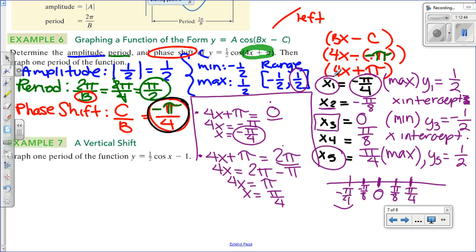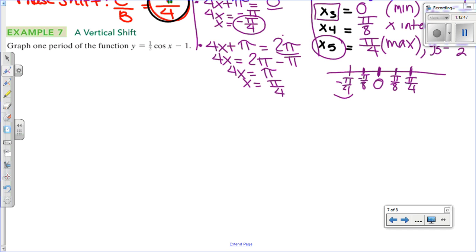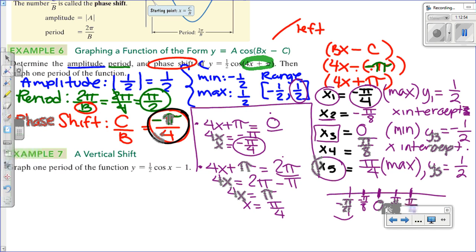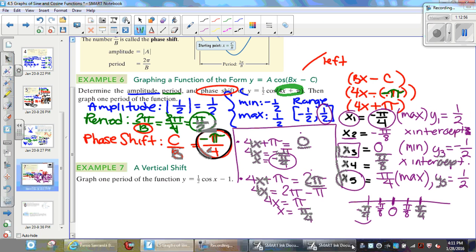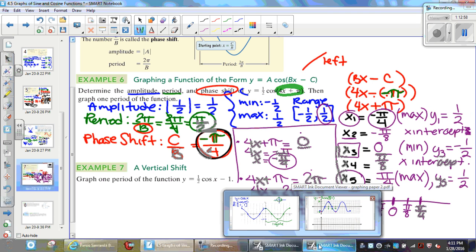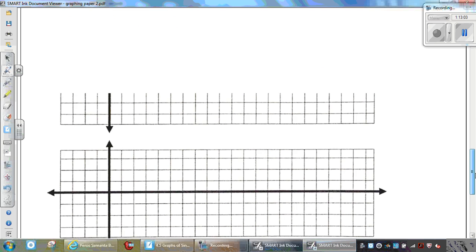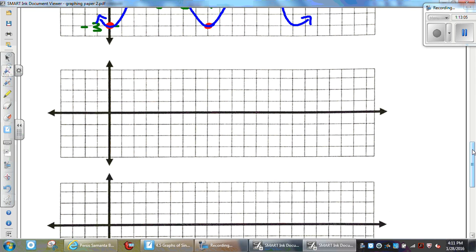So anyways, let's go back and graph it now that we have all the key points. So we're going to graph it here. And remember that the function we're going to graph is y equals 1/2 times the cosine of 4x plus pi.